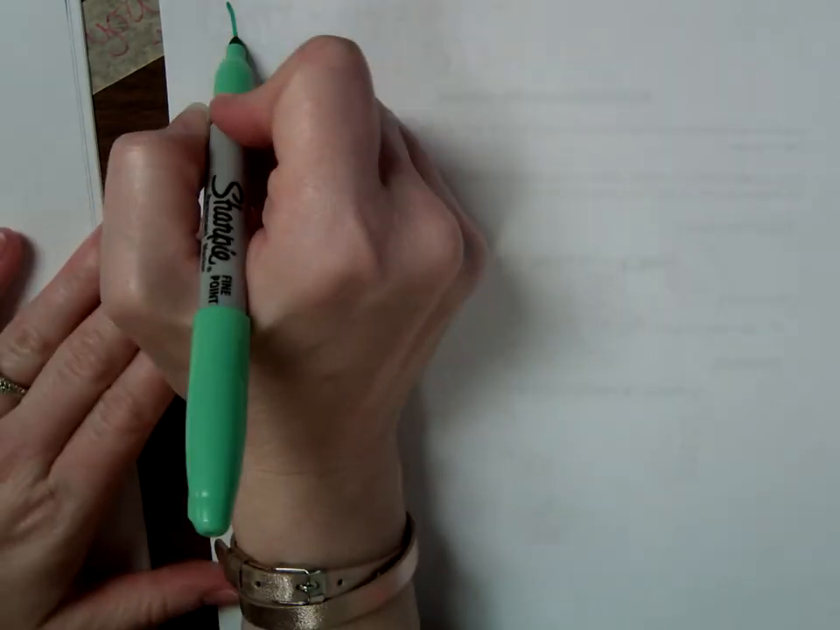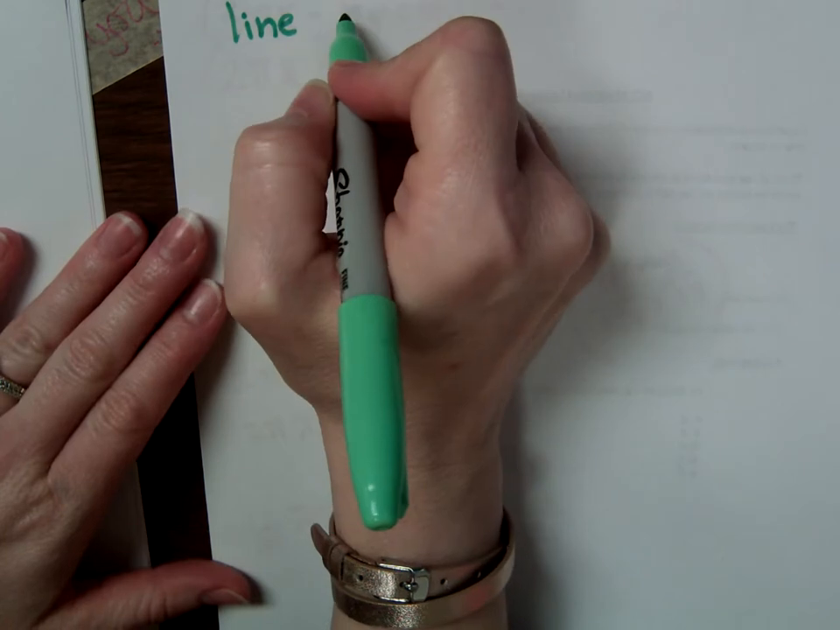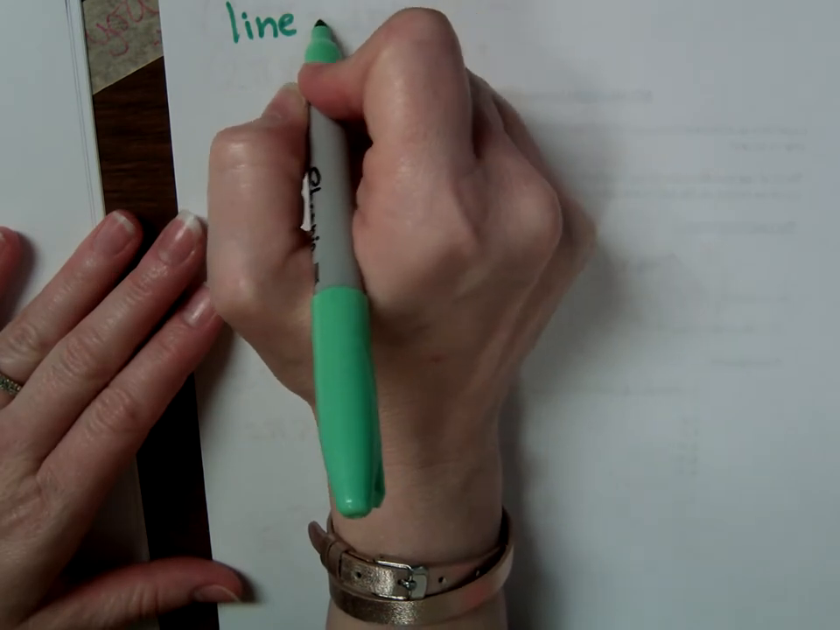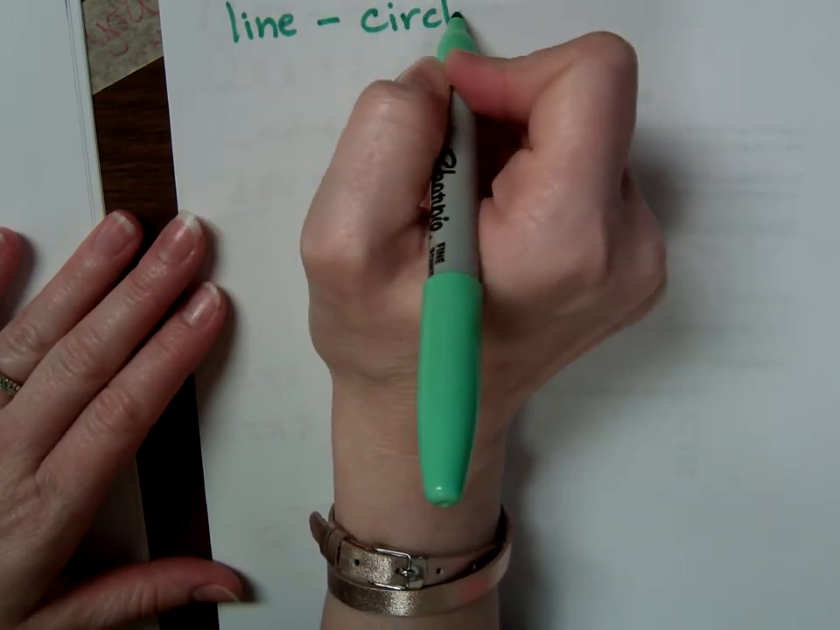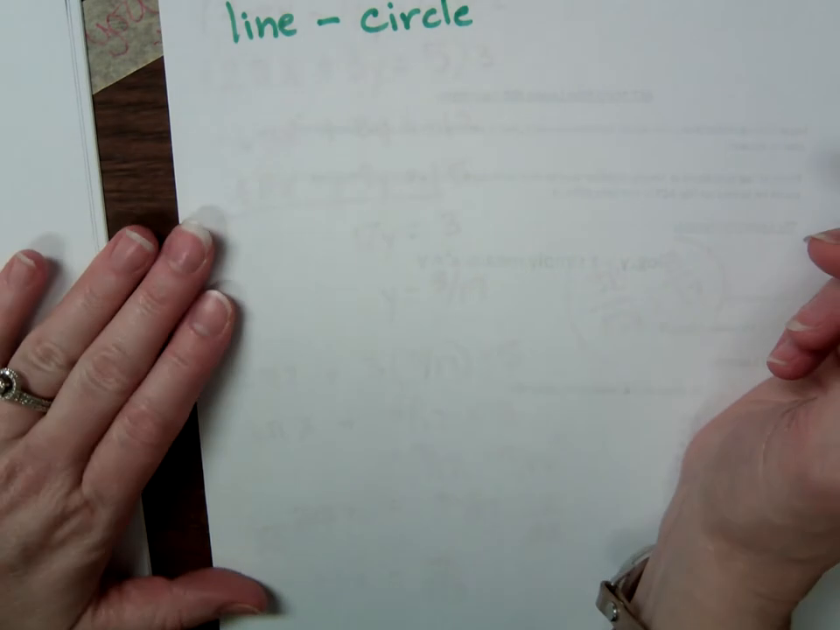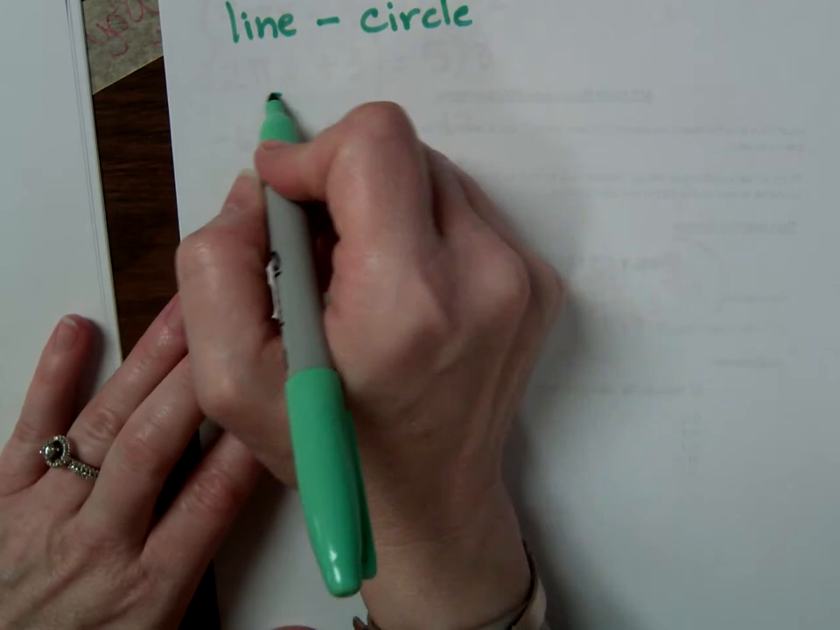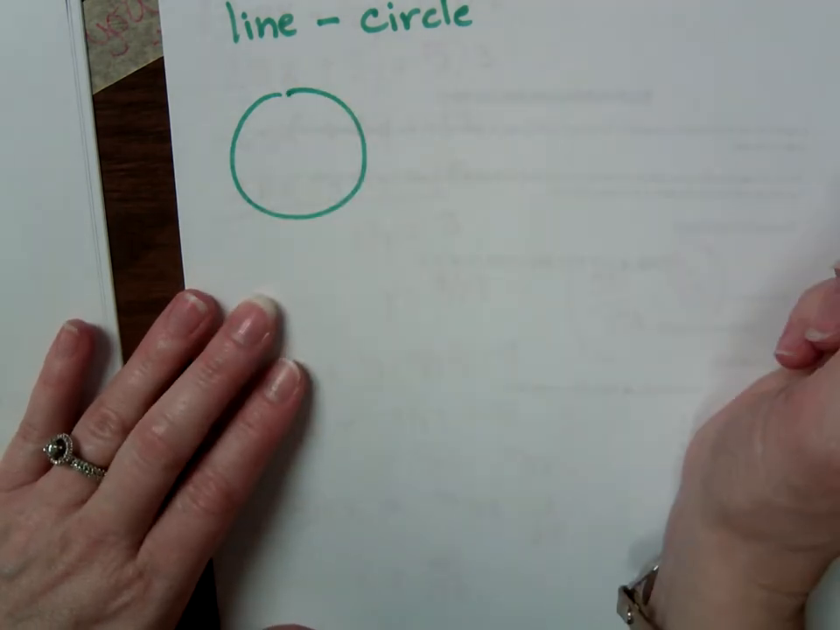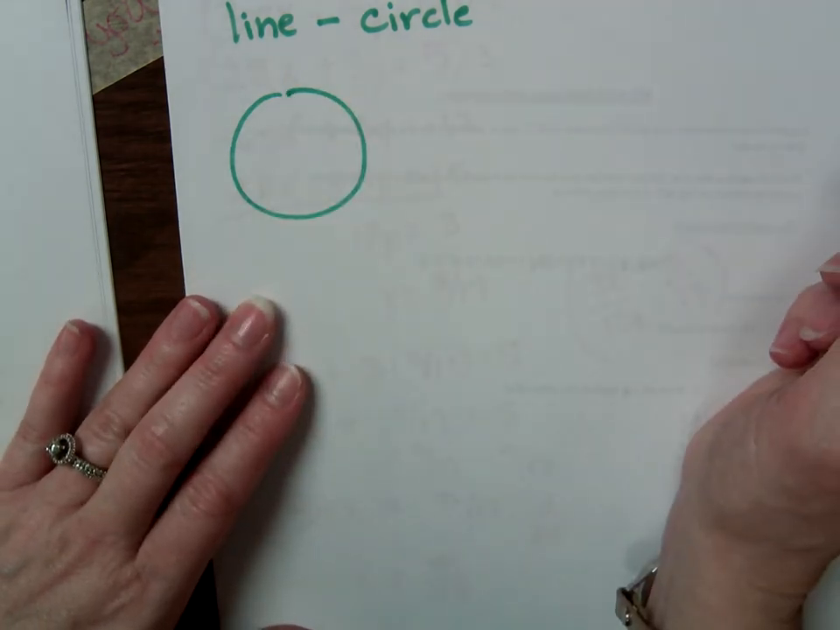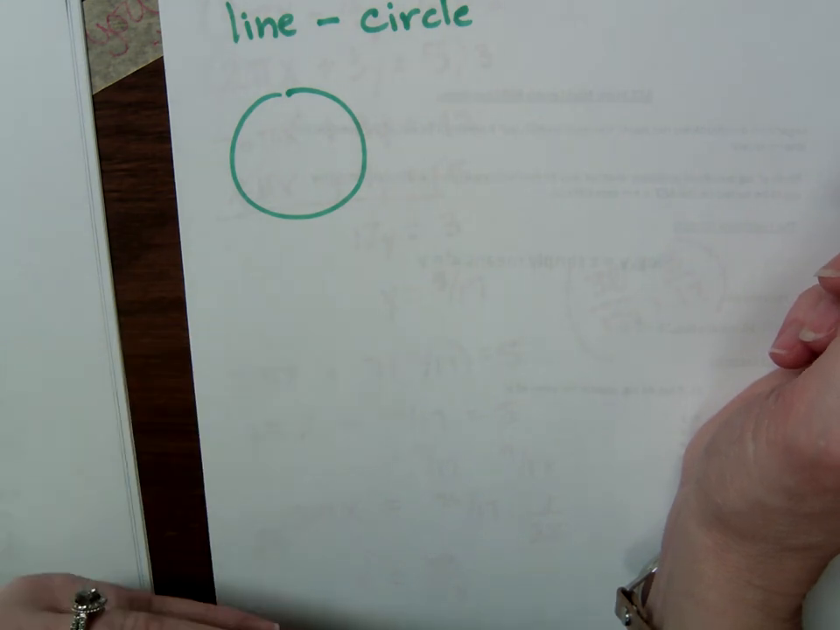Okay. So we're going to have nonlinear systems of equations. So let's say that we have a line intersecting a circle. How many ways could a line intersect a circle? Here's a circle. How many ways could a line go through that? A lot. What's the minimum amount?